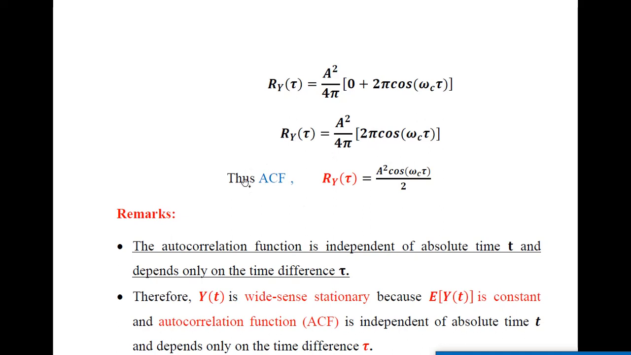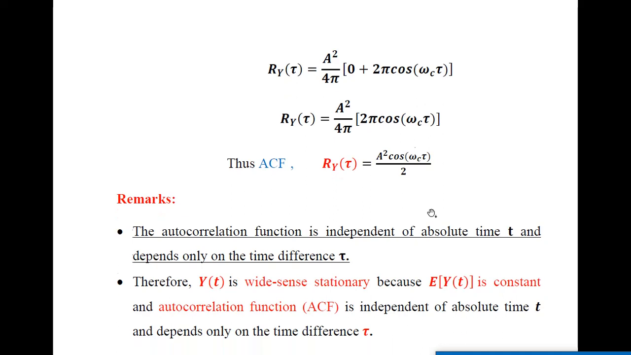Therefore, based on the above results, we can come to some important observations or remarks. The autocorrelation function which we obtained in this expression, we can very clearly see, is independent of the absolute time t. We don't have the notation t present anywhere here, and it depends only on the time difference tau. This is expected as per the theoretical concept which we learned.